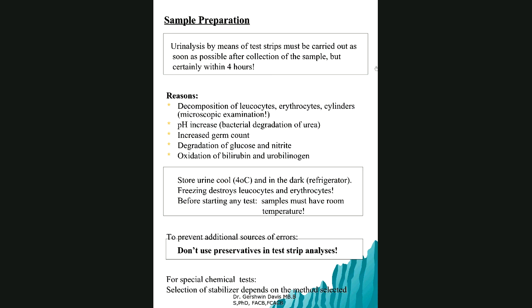Key point, as mentioned in the slide: put it in the refrigerator, not the freezer, because freezing destroys the cellular elements. Also, when the time comes for analysis, you need to take it out and let it warm up to room temperature, because temperature affects the rate of reaction. You may get a false negative if you don't allow the sample to warm up to room temperature. So that's urine collection, and the reasons for not putting it in the freezer, you destroy the cellular elements, and the reasons for doing it right away.